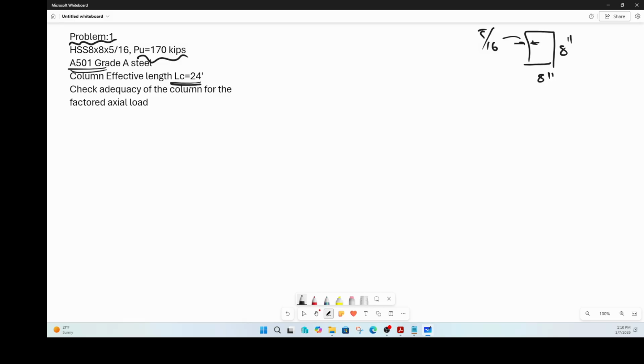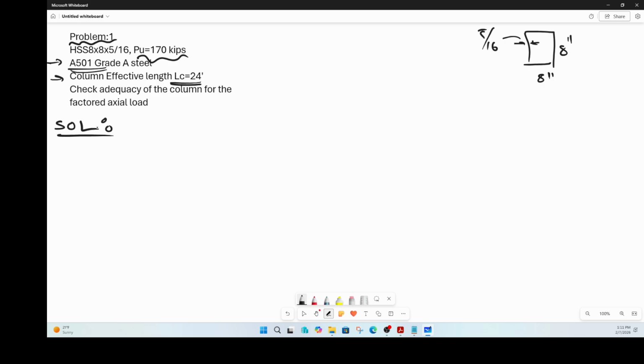But this is a starting example. We will see an example wherein we have to calculate the effective lengths and all that. So, an HSS section, 8 by 8, subject to a certain load, of a certain grade steel and a certain effective length. The question is asking us to see if this section is adequate or not. Okay, so solution.